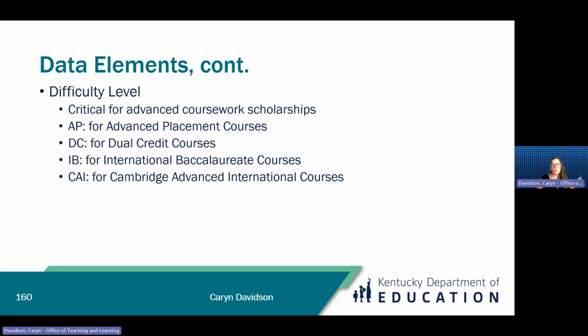We have a difficulty level. This is critical for our students that are taking advanced coursework and are expecting to receive scholarships. If the course is offered by the College Board, an advanced placement course, it should receive a difficulty of AP for advanced placement. Dual credit courses would be set up with DC, International Baccalaureate courses with IB, and Cambridge Advanced International courses with CAI. If this is missing from your course setup, that course will not get pulled into the files for KIA and students will not receive their scholarship. So please pay careful attention to this one.